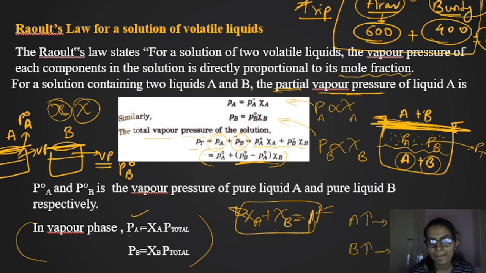What is P_A? The partial pressure of component A. What is X_A? The mole fraction of component A. And what is P total? The total vapor pressure of the solution. Similar case even here.